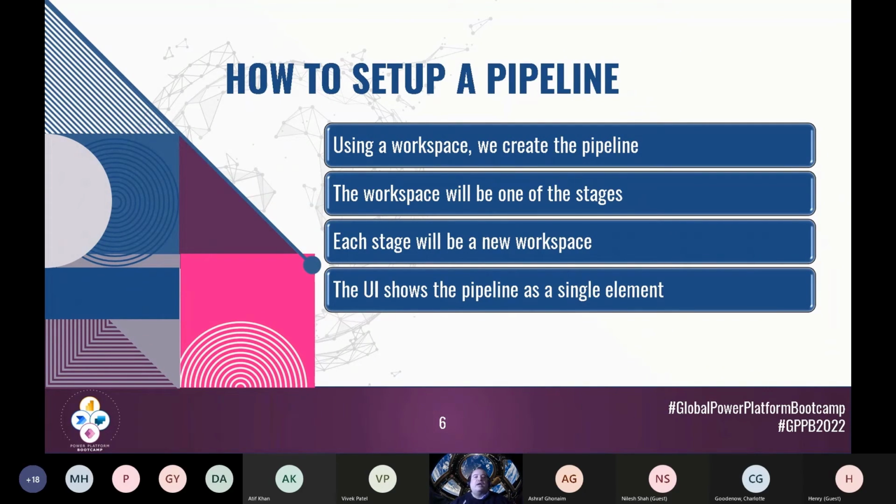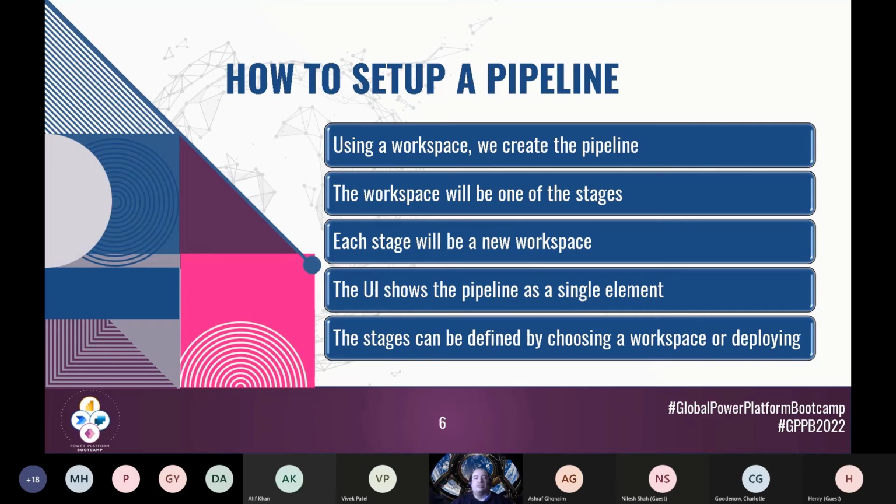Usually we are used to seeing a workspace and the content of the workspace. But we have another option in the UI to see the pipeline, to see the stages of a pipeline: the development, the test, and the production stage of the pipeline. Three workspaces in sequence.